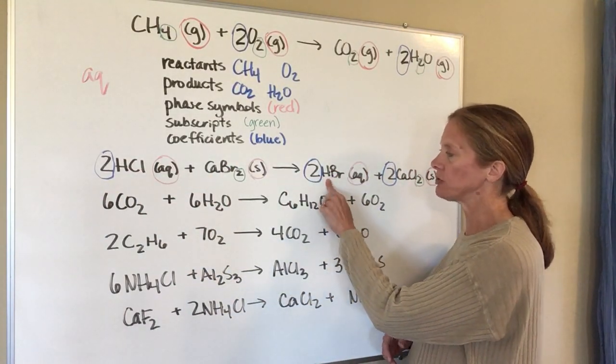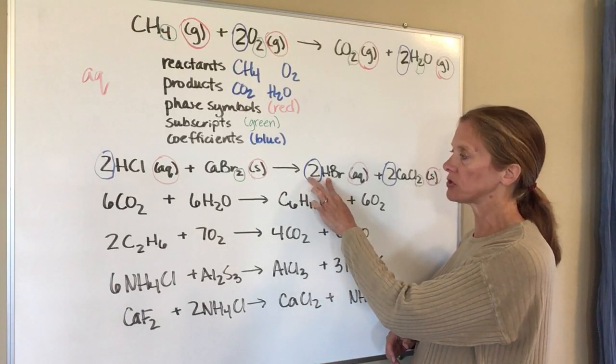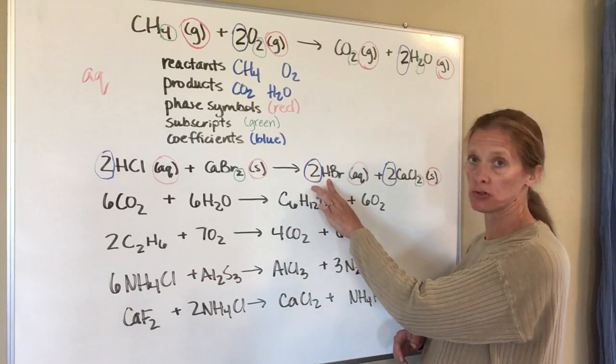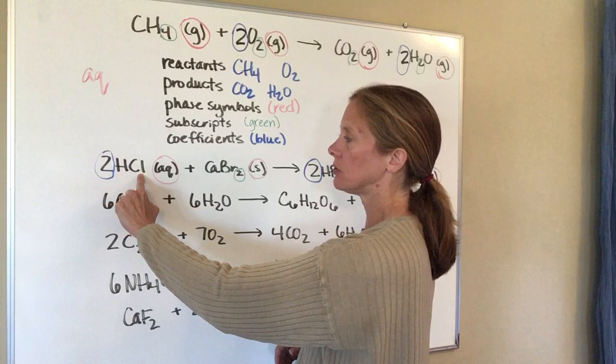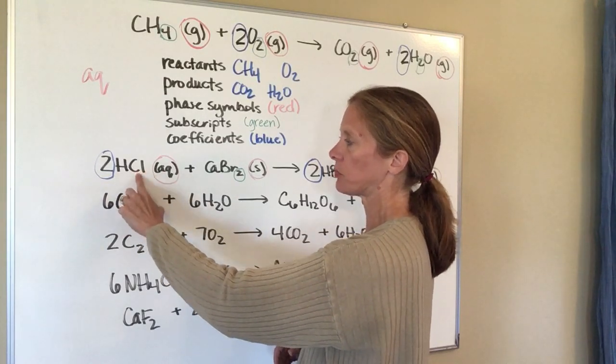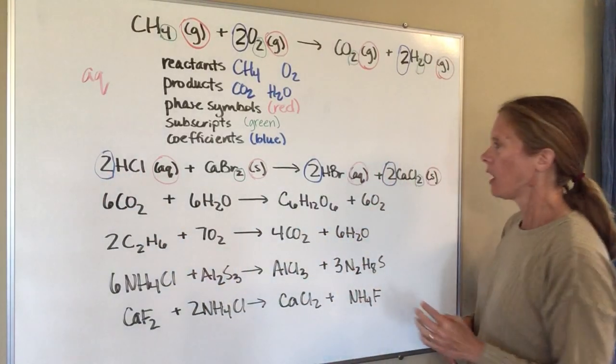There's only 1 hydrogen in a molecule of hydrogen monobromide, and there's a 2 in front of it, so that means I have a total of 2 hydrogens, okay? Very similarly, I have a chlorine, which has a subscript of 1, but there's a 2 in front of it, so I have a total of 2 chlorines.